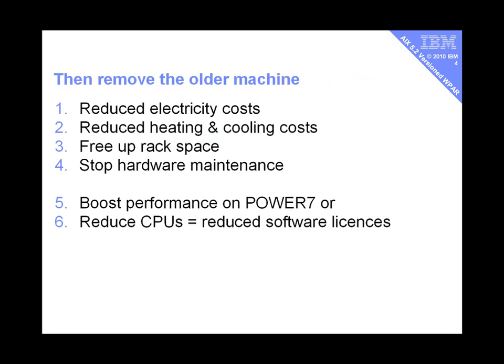Once you've moved your applications off these older machines, you can simply remove them from your computer center. That will save you costs for electricity, heating and cooling. That will free up either floor space for these big old machines or rack space for some of the smaller ones. And you'll be able to stop the hardware maintenance. And let's face it, if you've been running these machines for 8 or 9 years, it's going to be difficult to get spare parts even for them.